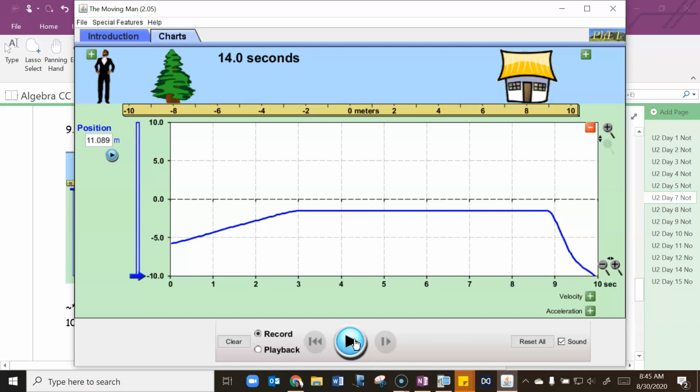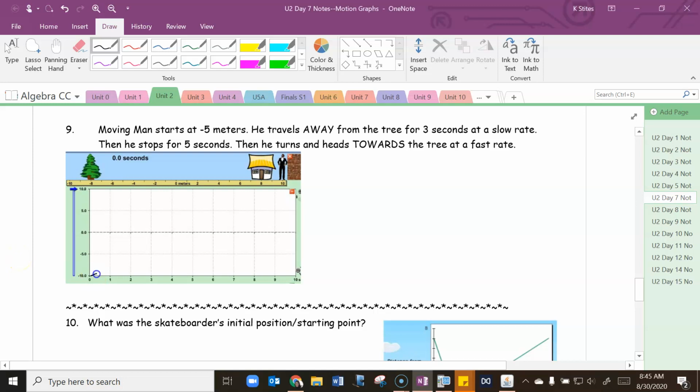All right, so let's go ahead and draw that, and we'll draw it like I was a little better with my time. So slow for 3, and then I stopped for 5, so that's going to go to 8, and then fast, so that's steeper. So this is away because my distance is increasing. This is stopped, and then down is towards because my distance is decreasing.